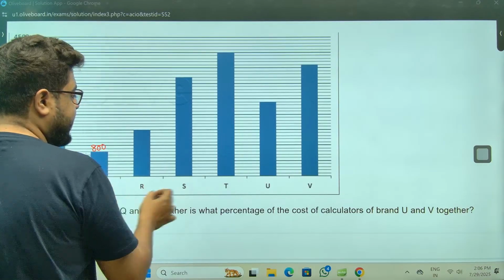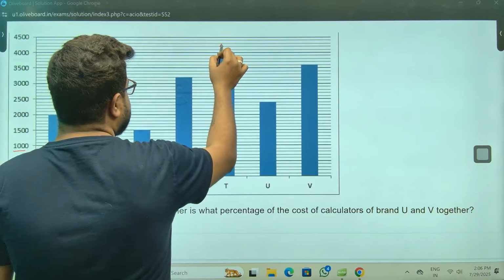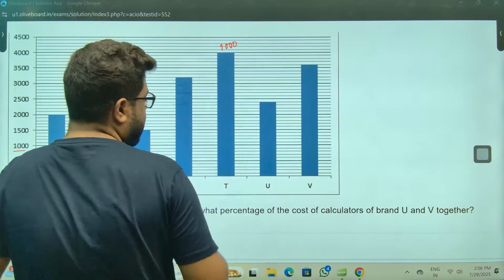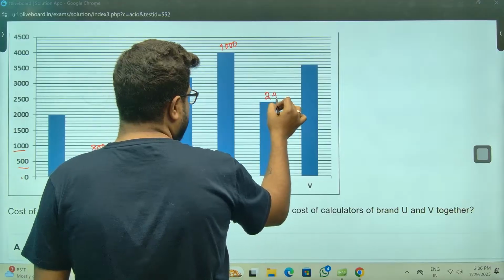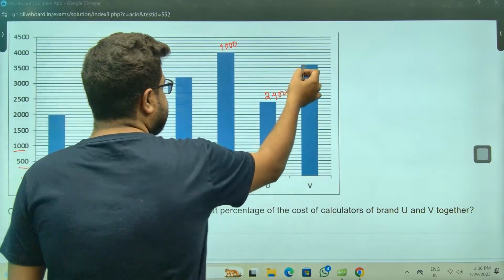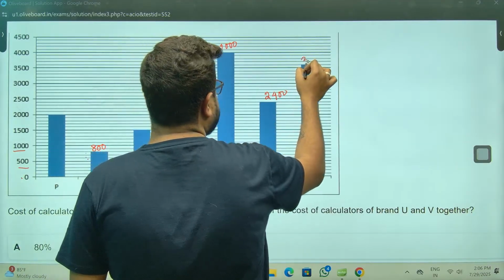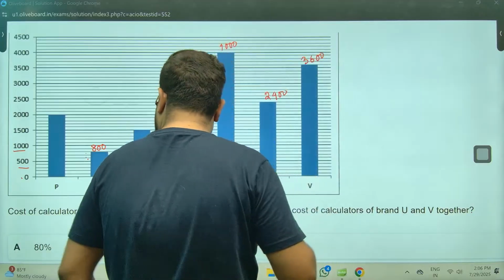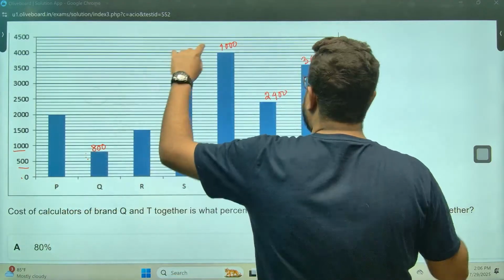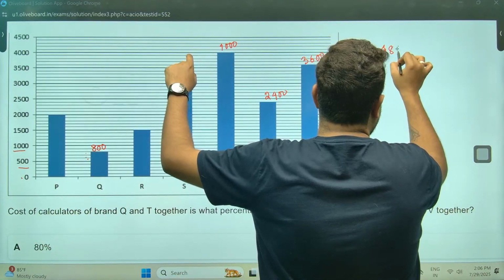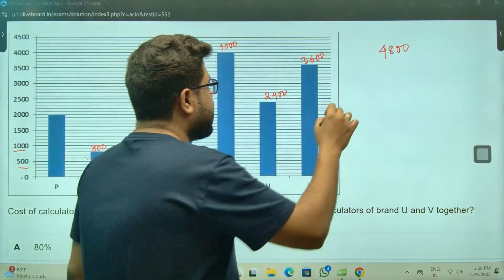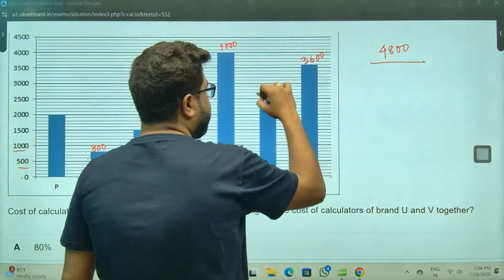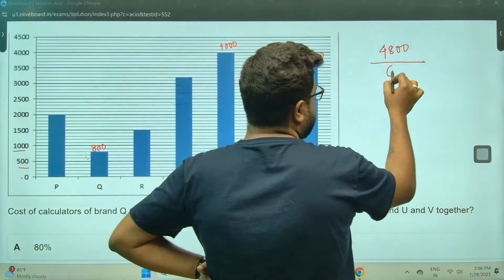Right? Q and T. T is exactly at this, that is 4,000. And U and V. U is 1 less than this, that is 2,400. And this is exactly 1 more than this, that is 3,600. So they are asking the cost of Q and T, that is 4,800, is what percentage of U and V together? It is what percentage of these two? This is 6,000.